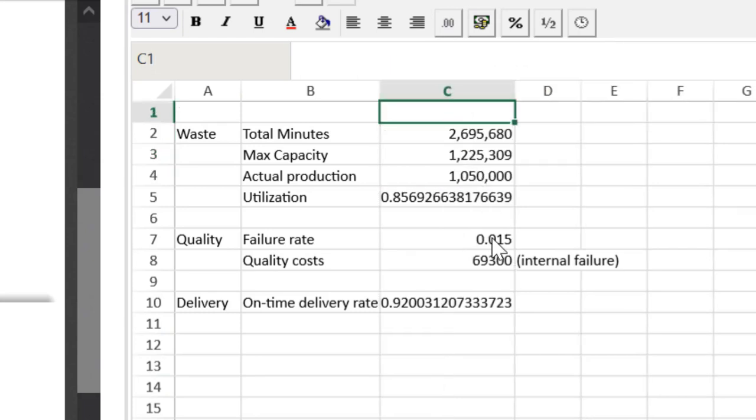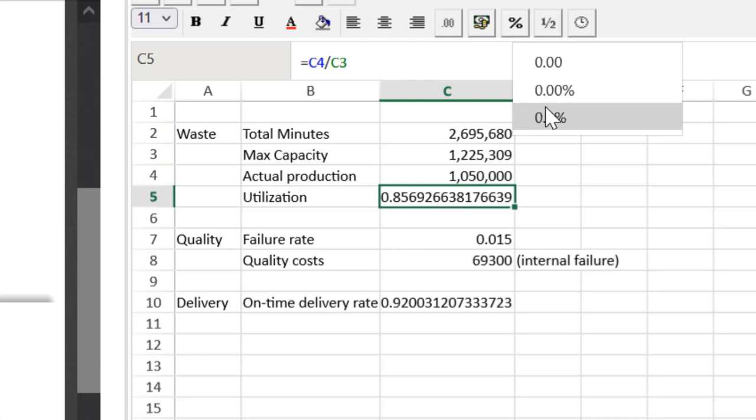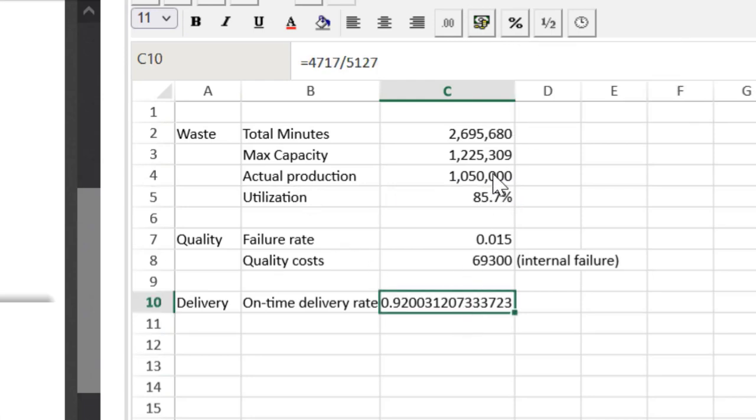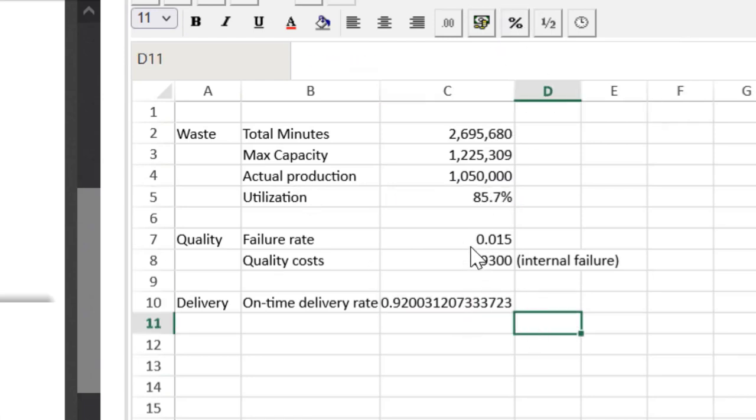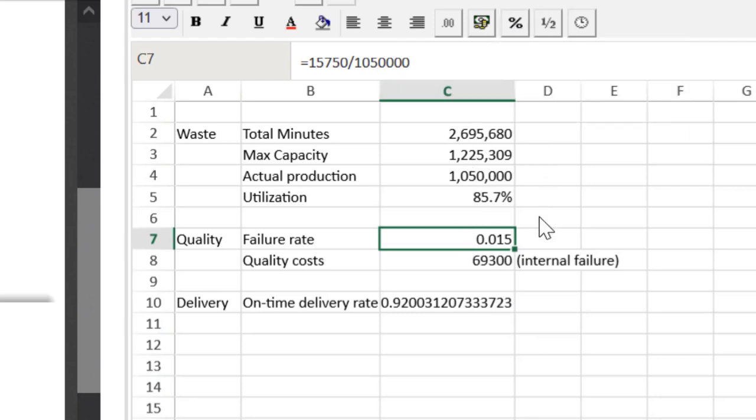Double-click on that column separator there to auto enlarge it. This is a percentage, so let's do a percent with one decimal place, that's nice. Let's do the same here. Let's do the same every time we have a relative metric, put it in percentage terms.